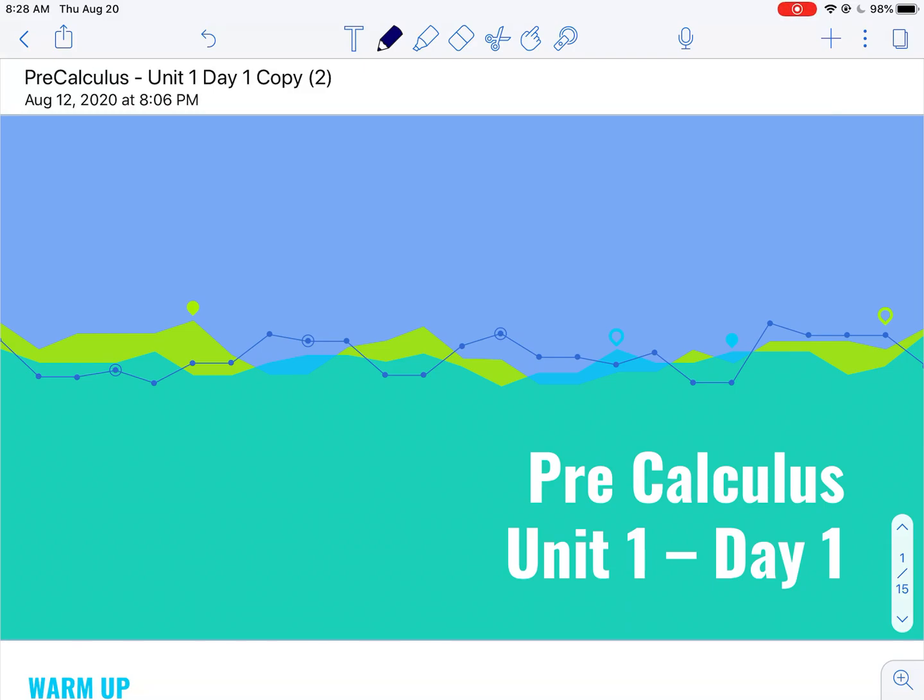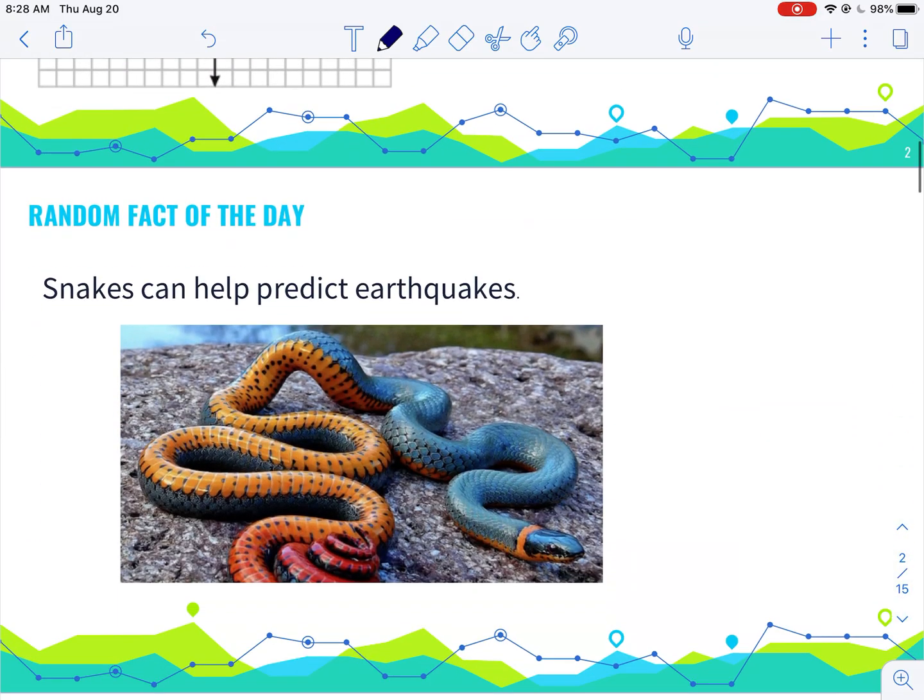Hi gentlemen, these will be your notes for Unit 1, Day 1. If you would like to see the completed warm-up or some of the example problems in the notes, then go to the finished notes that are my written version of the notes from class today.